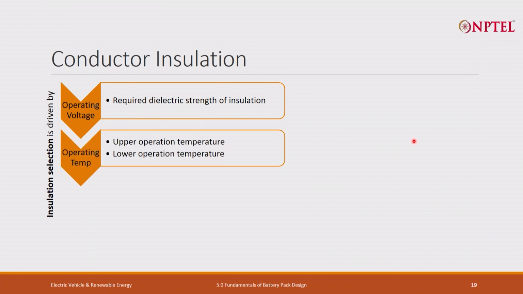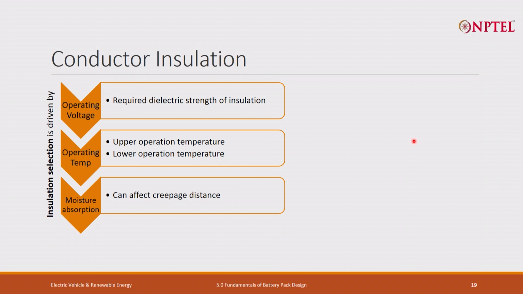Operating temperature, both on the higher side and the lower side. Some materials at negative temperatures become brittle, some materials at higher temperatures become ductile. So, you have to also specify the temperature range during your design consideration, or take care that this is the temperature range it is going to operate in, and you feed these things into the BMS. If anything exceeds beyond this, let us cut off or reduce the functionality.